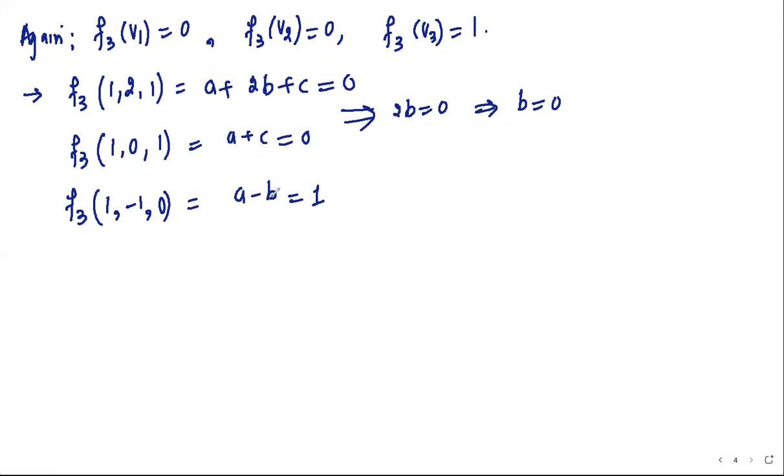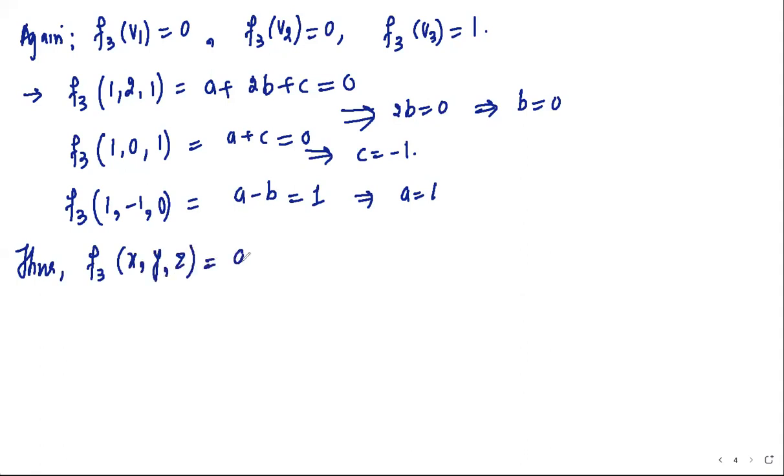And once we have B is equal to 0, then this equation gives us A is equal to 1. And once we have A is equal to 1, then this equation gives us C is equal to minus 1. So thus, F3 of X, Y, Z, which was equal to AX plus BY plus CZ. Now A is equal to 1, so this is X, B is equal to 0, and C is equal to minus 1, so this is X minus Z.